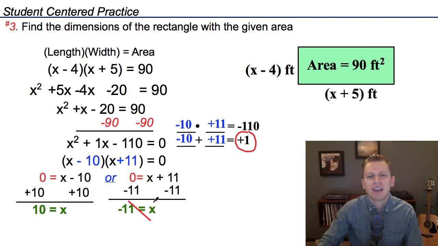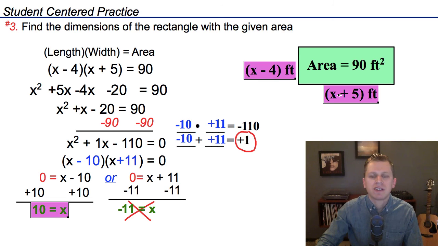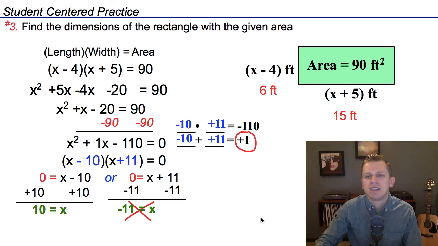We can reject the negative value here as it won't give us a positive dimension. Here we'll use the positive value in both of these expressions to figure out what the dimensions are. 10 minus 4 will give us 6. 10 plus 5 will give us 15. And our dimensions are 6 feet by 15 feet. In order to check this answer, simply multiply 6 feet by 15 feet to see if you get 90, and you sure do. Let's try one final example.